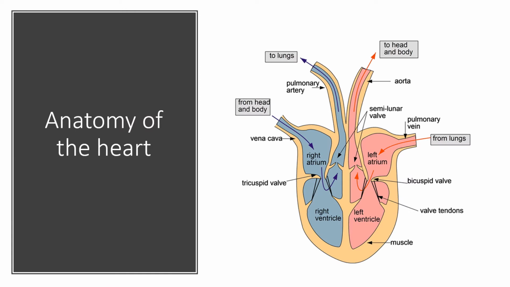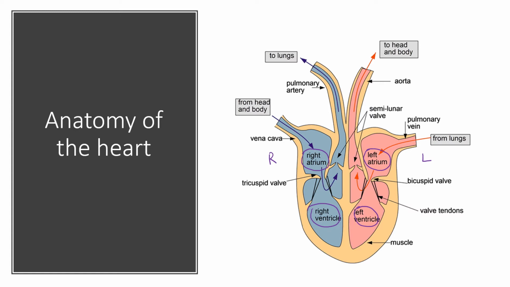This is a simple anatomical representation of the human heart. The human heart is divided into the right side and the left side. The right side of the human heart is further divided into the right atrium and the right ventricle. Likewise, the left side of the human heart is divided into the left atrium and the left ventricle.